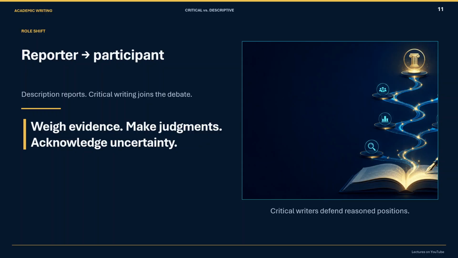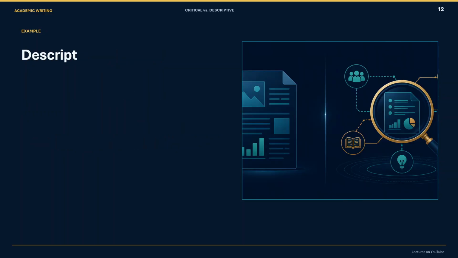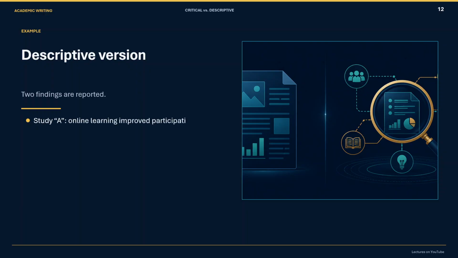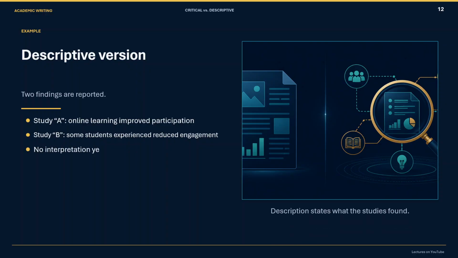Moving from description to critical analysis. Consider a simple example. A descriptive paragraph might state that study A found that online learning improved student participation, while study B found that some students experience reduced engagement. This reports two findings but does not analyze them.